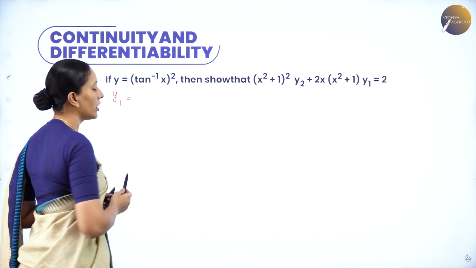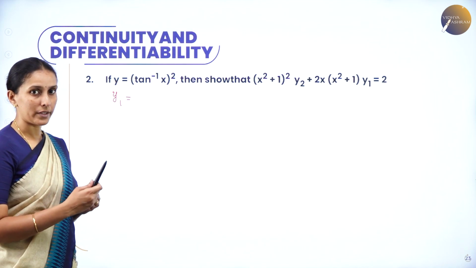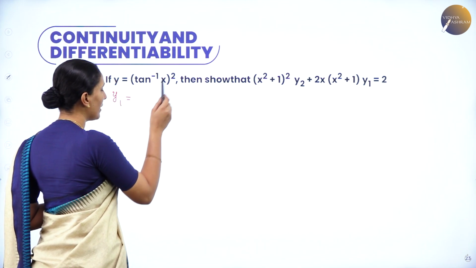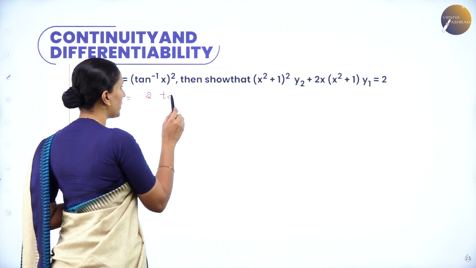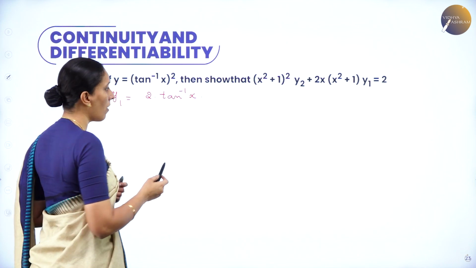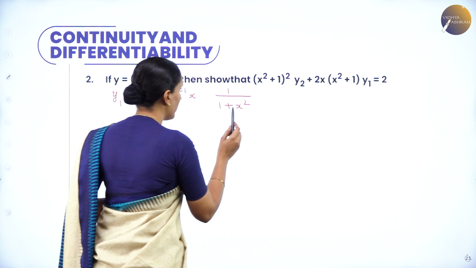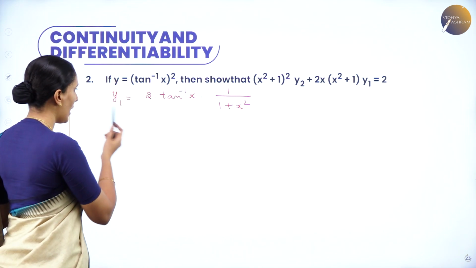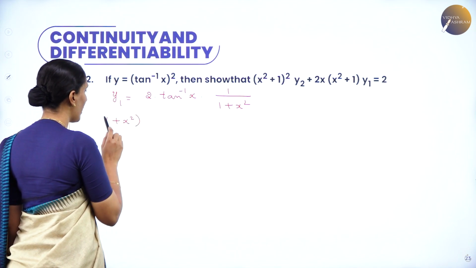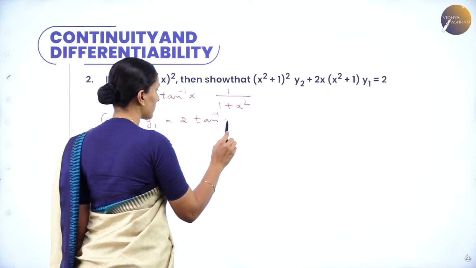Now any function in the form of square is reduced as 2x. For example, if you have x square, it is 2x. So the derivative of tan inverse x whole square is 2 into tan inverse x. Now again we need to derive tan inverse x because it's a composite function. So 1 divided by 1 plus x square. Now denominator 1 plus x square I'll take to the left hand side. It becomes 1 plus x square into y1 is equal to 2 into tan inverse x.